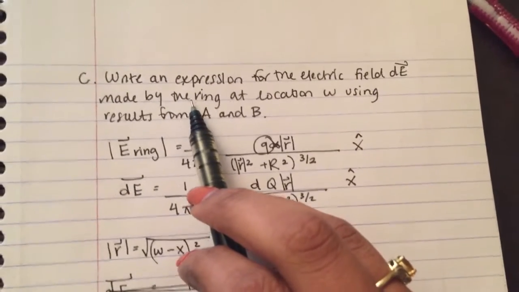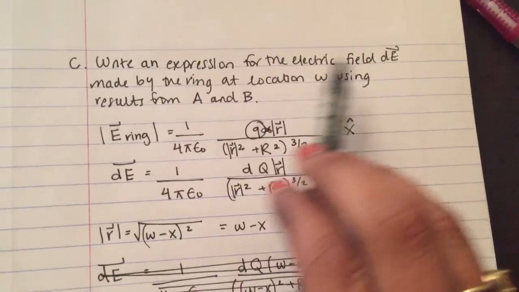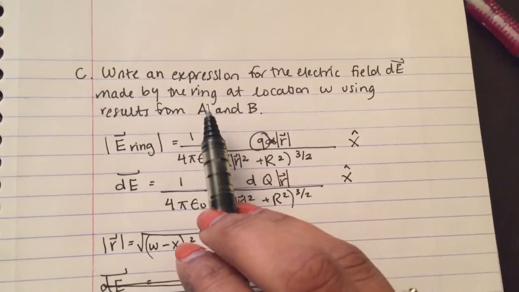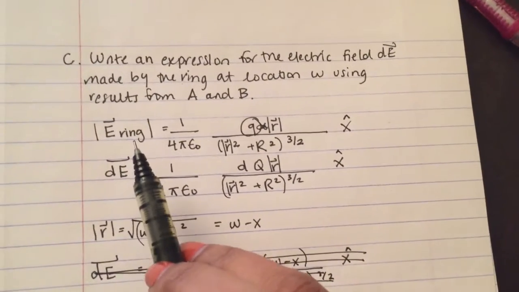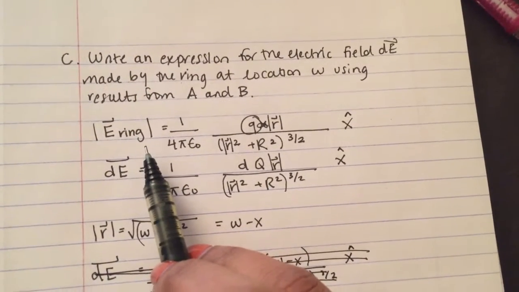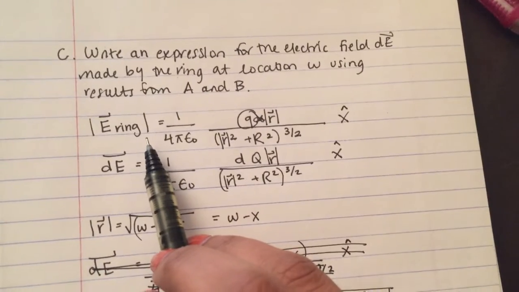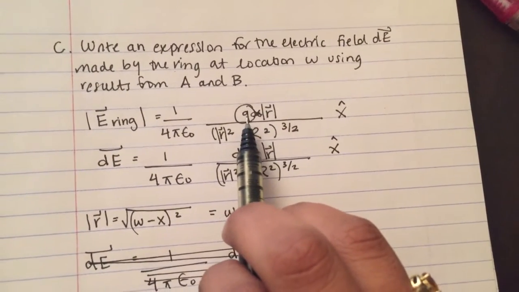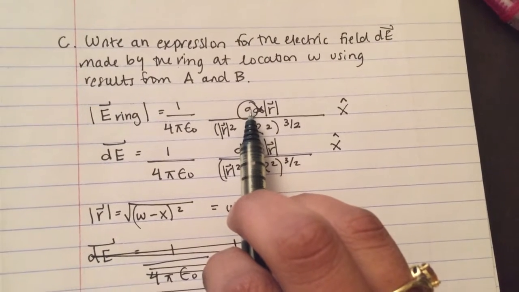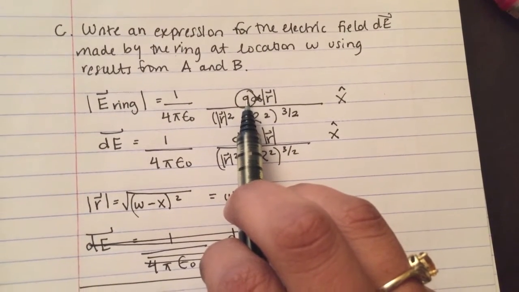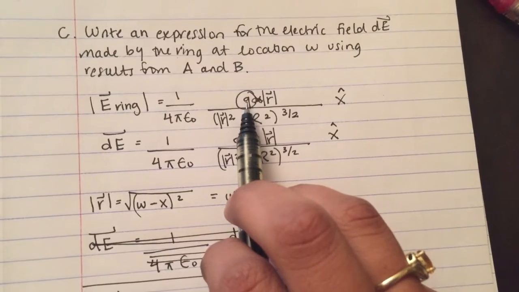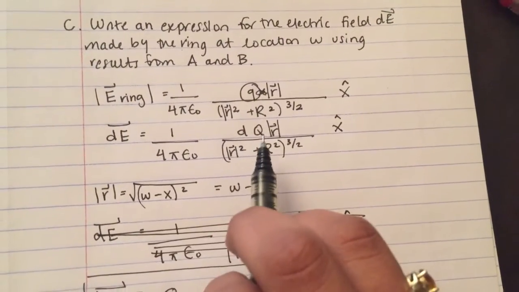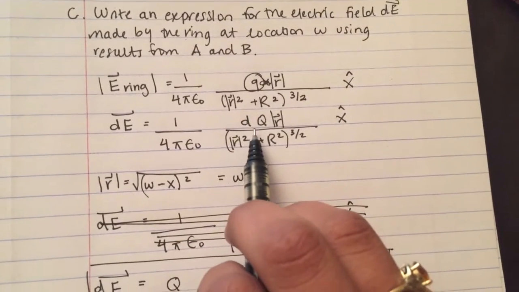So the next part asks us to write an expression for the electric field dE made by the ring at location W using results from both part A and B. Based off our formula sheet, you're given the equation for the electric field produced by a ring. So you write that down, and the biggest thing to consider is that in place of Q, you'll be using dQ to represent a portion of the charge, which will produce a certain portion of the electric field. So we're able to substitute Q for dQ.